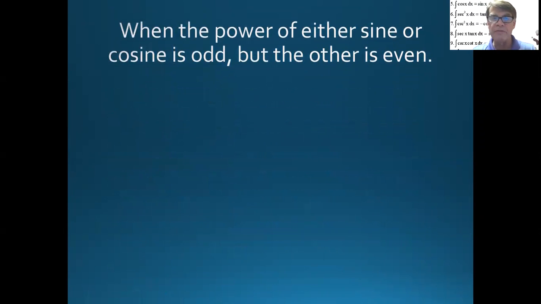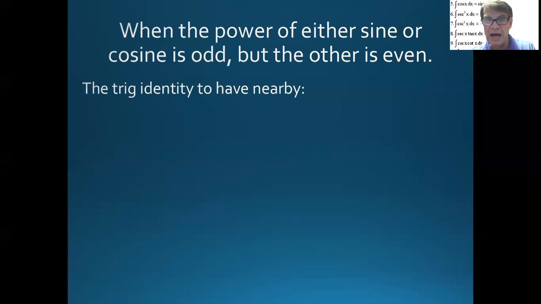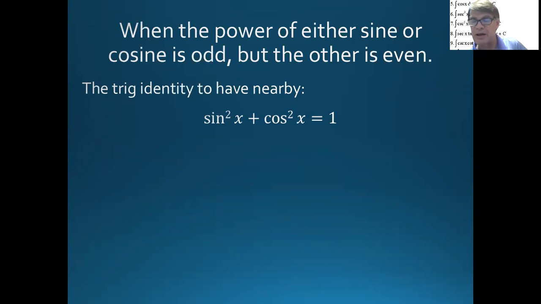I'm glad you asked. When the power of either sine or cosine is odd, but the other, if it's there, is even, first of all, we want to have this trig identity nearby. Remember this? Sine squared x plus cosine squared x equals 1. That was just last year in trig we learned that, or in my case, more than 30 years ago. But that's not important right now. This is one of the most basic trig identities, and we're going to keep it in our hip pocket for this kind of situation.